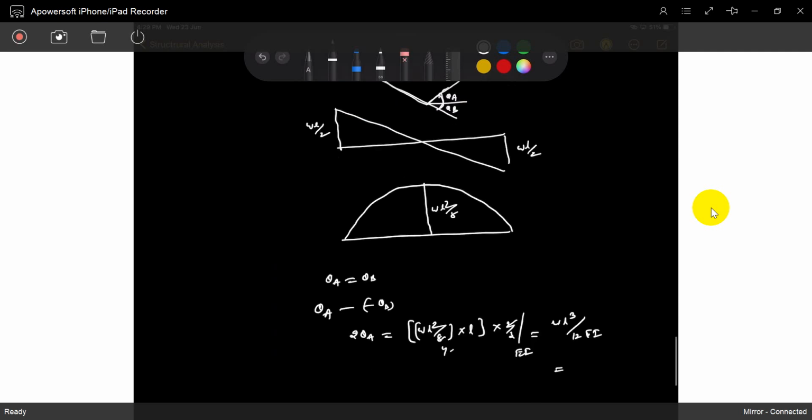What is the slope here? WL cube by 6 EI? No, it's not 6 EI. What is the slope here? I'm asking. Somewhere we made a mistake. It's 24 EI, that's it. I am confusing myself. So okay, it's 12 EI. So what is theta A? WL cube by 24 EI. That's it, no? You know it.